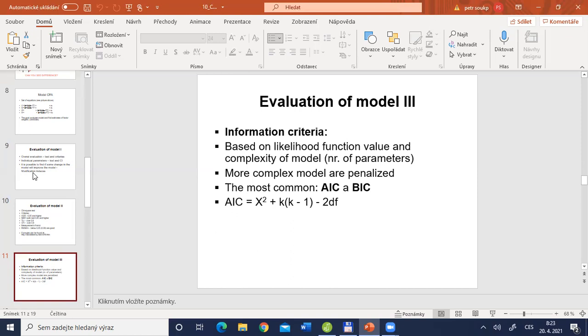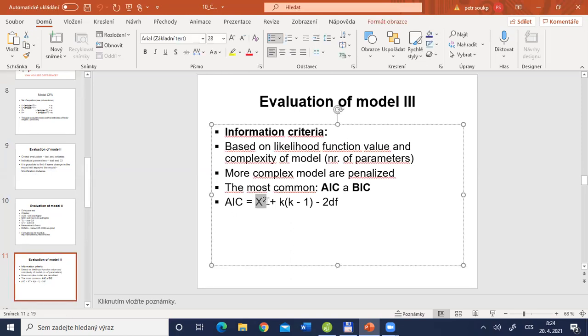There are two well-known information criteria, and only these two are present in JASP, so-called AIC and BIC. AIC stands for Akaike information criterion, BIC for Bayesian information criterion. Here you have the formula for AIC: it takes the value of the chi-square test criterion and adds the complexity of the model, so it means chi-square plus 2 times the number of parameters, or minus 2 times degrees of freedom.